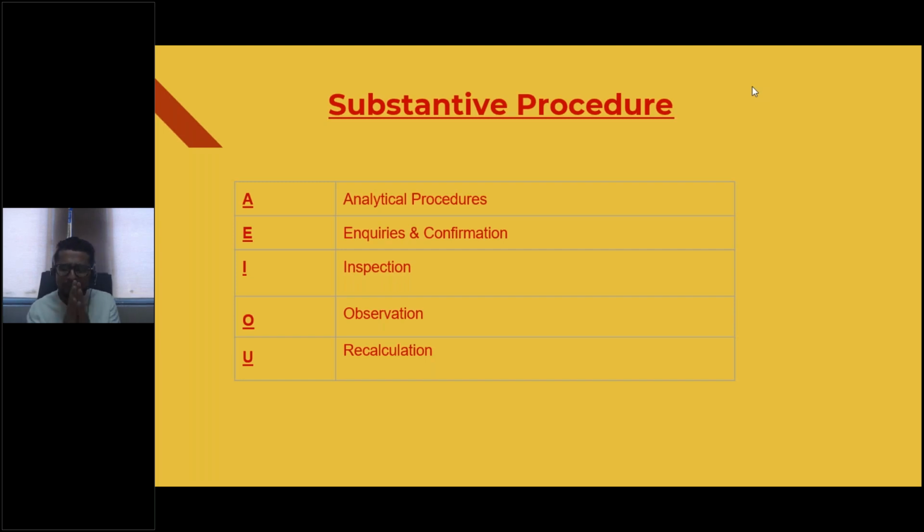Recalculation and reperformance have got a slight difference in it. When it comes to recalculation, I expect 100% copy paste results with the client, but when it comes to reperformance, a minor or a slight deviation could be expected, but there should not be any major difference. So these are the substantive procedures which we need to apply. AEIOU.